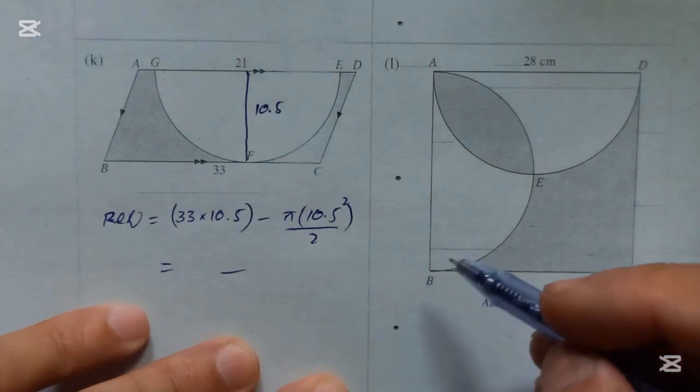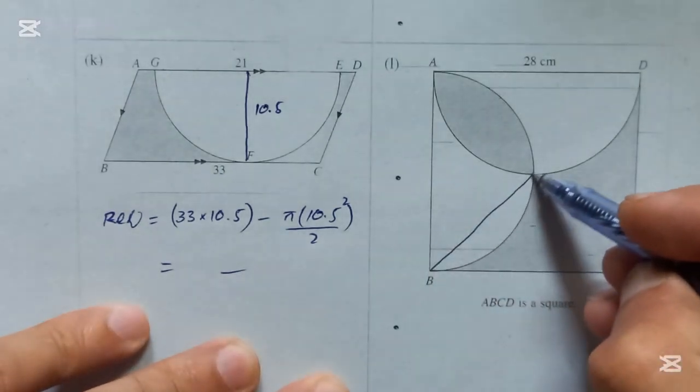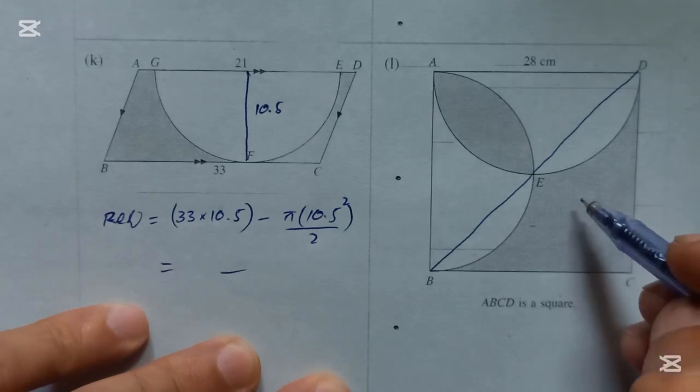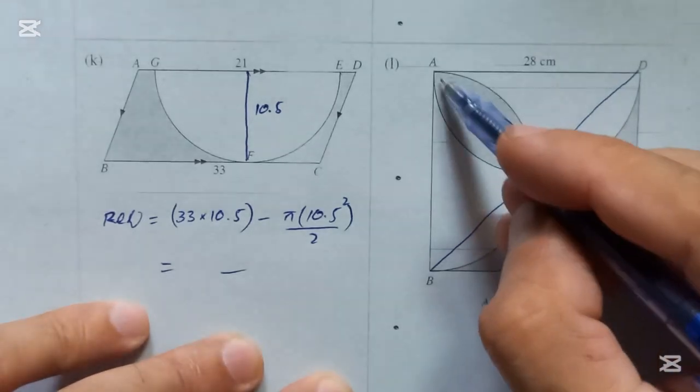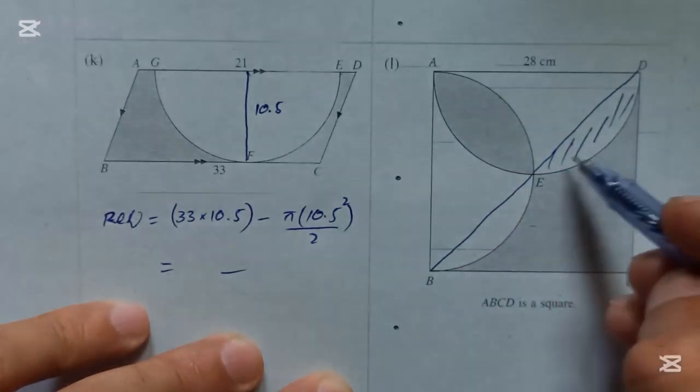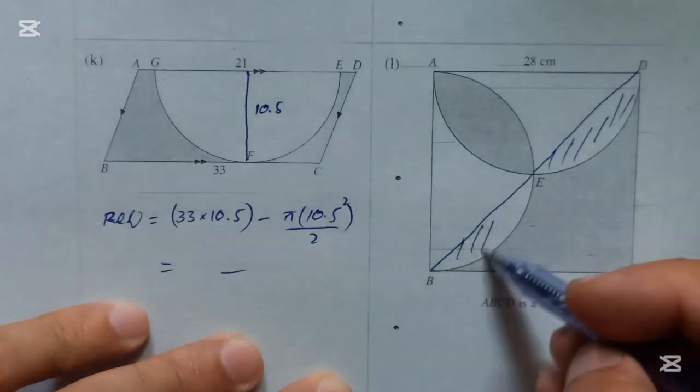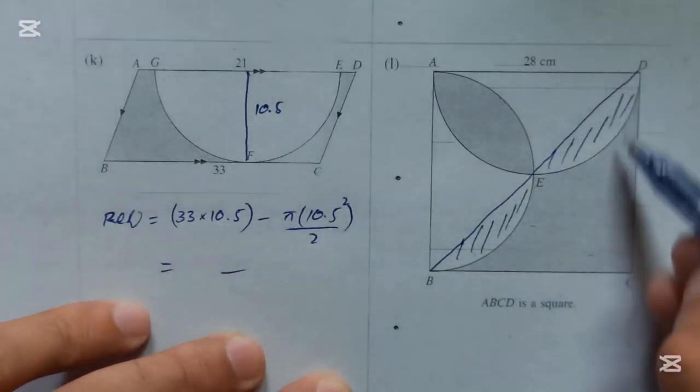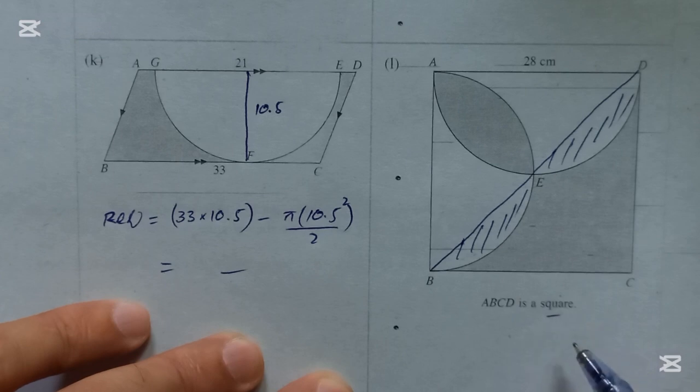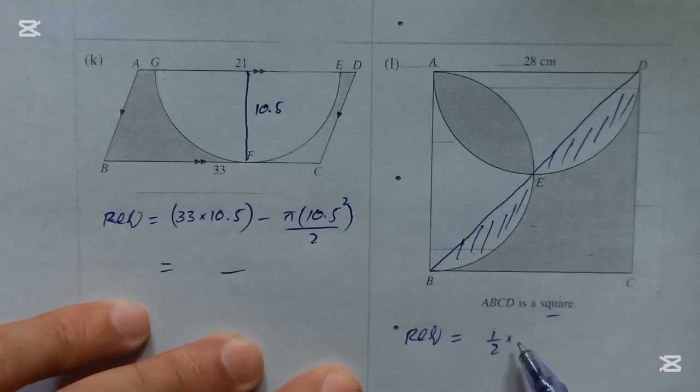Okay, in this part, if we draw a line from here to here, this half portion will be covered here and half portion will be covered here. So this will make half of the square. So the required shaded part will be equal to half of the square, and square's length is 28. So 28 square. Solve it on the calculator, you will get the answer.